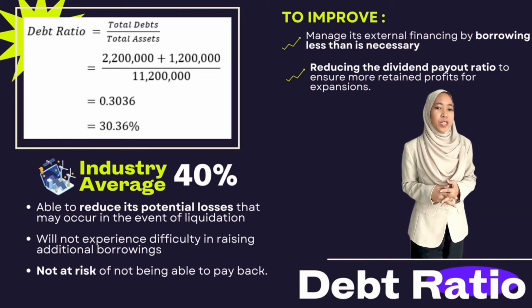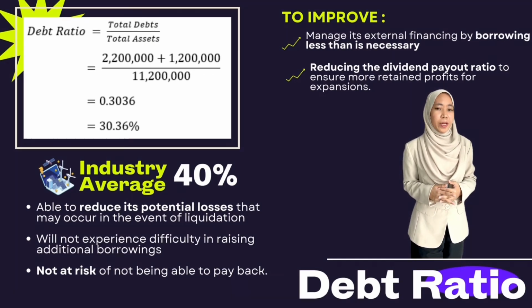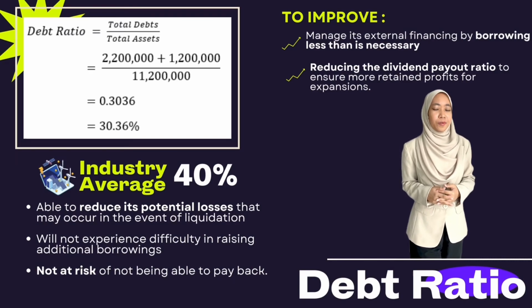To improve, a company should manage its external financing by borrowing less than is necessary. This is also possible by reducing the dividend payout ratio to ensure more retained profit for expansion.